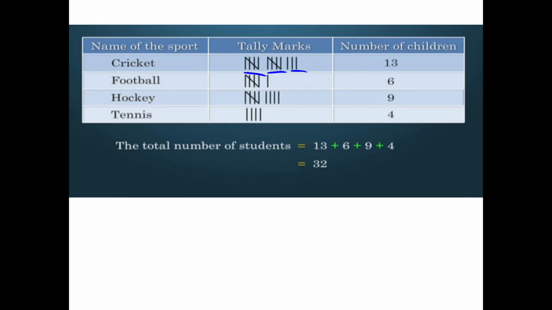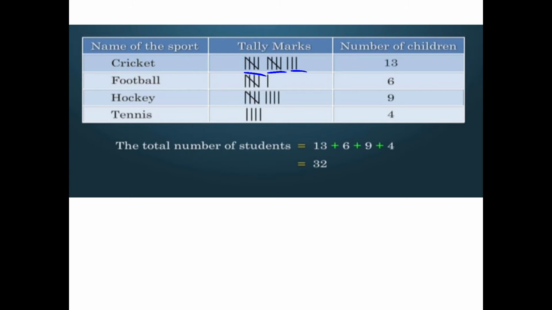I told you already, instead of writing 6, we can draw the slash like this. So 5 and 6. Okay, and also 1, 2, 3, 4, this 5, 6, 7, 8, 9. Okay, so these are the tally marks. So this is how we are writing.